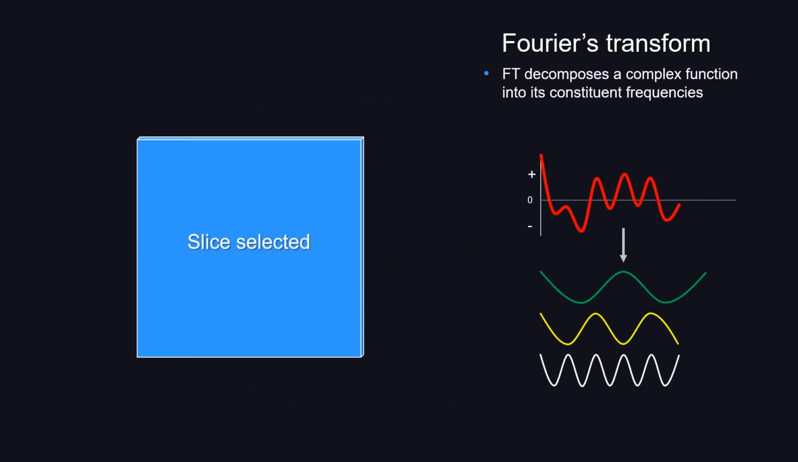You have a particular slice selected. Now you want to localize the signal based on which column the signal is coming from. What you need to do as the first step is frequency encoding, in this example, along the x-axis.